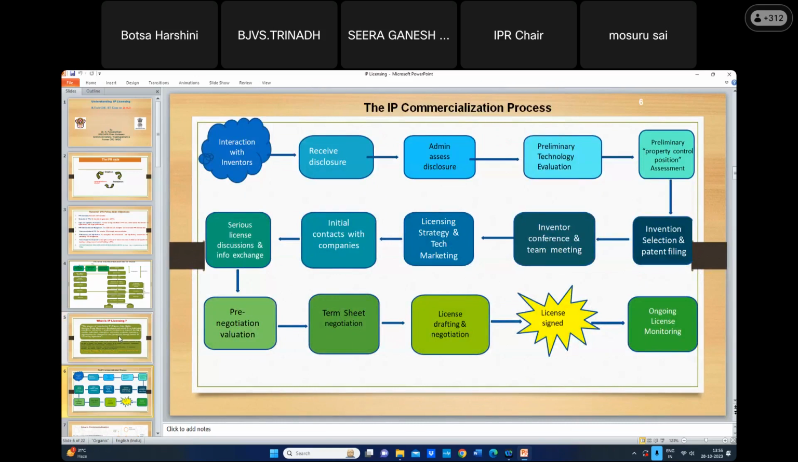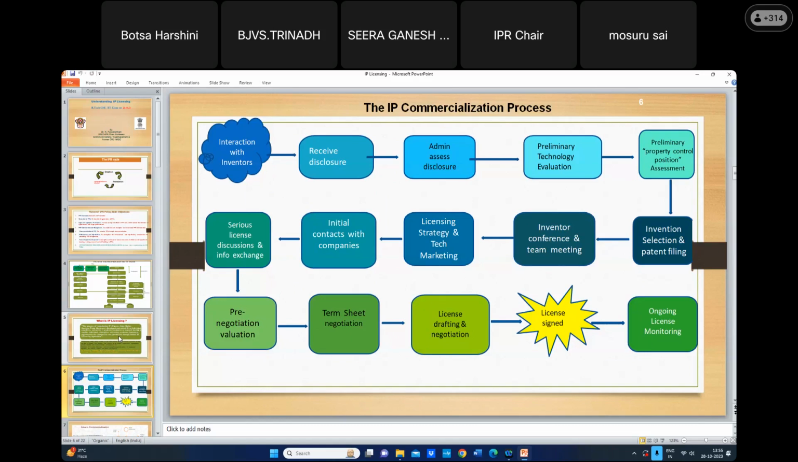First of all, what happens if a faculty member or scientist develops a technology? The TTO, the Technology Transfer Office, or the IPR cell interacts with the inventors and asks the faculty members to disclose their invention in a prescribed form. That is what we call the invention disclosure form. This is the basic document through which you communicate your research outcome or invention to the TTO, Technology Transfer Office, or Center for Intellectual Property Rights.